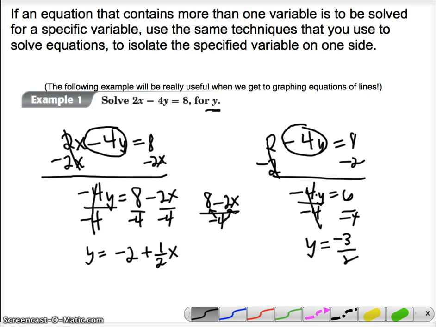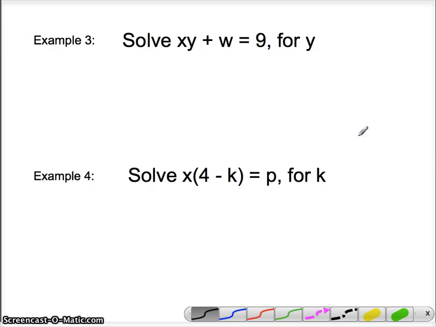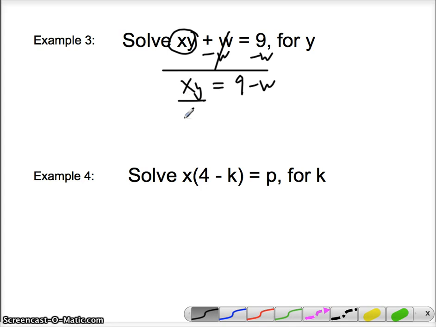Let's look at a couple more. This one, xy plus w equals 9. Solve for y. Here's our y term. So the first thing we need to do is subtract the w. xy, w minus w is 0, equals 9 minus w. And to solve for y, you want to divide everything by x. So this is what I was saying. One's like this. Nothing's going to reduce there. You can just leave it 9 minus w divided by x. Perfectly fine to leave it like that. Okay.